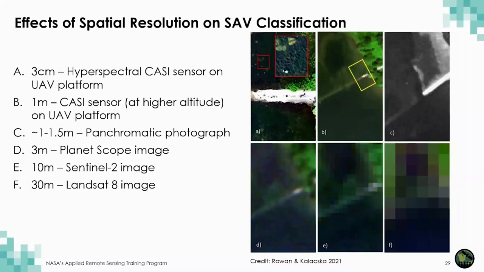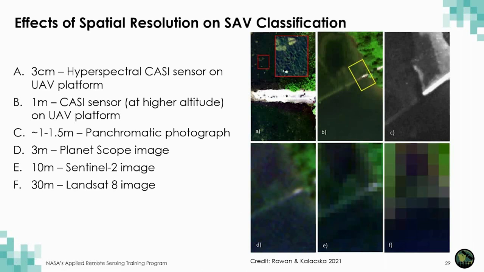So here we see a comparison of how the spectral resolution of sensors may impact your analysis of aquatic vegetation, and why it is important. It's an important aspect to consider when choosing the appropriate image set to be used. See how the definition of the specific features is lost here in this figure on the right-hand side, from Rowan and Kalaska from last year.